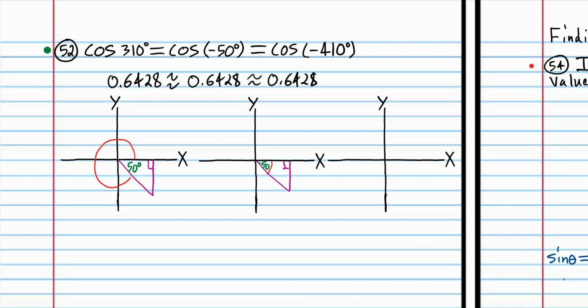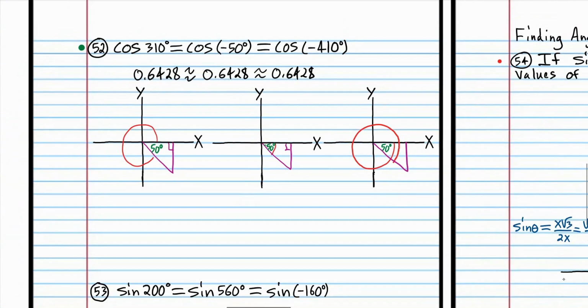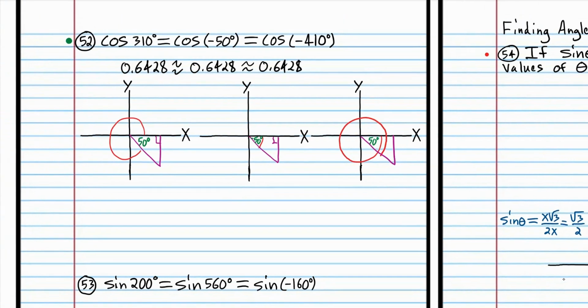And let's rotate negative 410, so we're going to go clockwise because it's a negative angle. We'll go 360 degrees, and then 50 more degrees, and again you see we get the same triangle. That's why coterminal angles are so important. So it's the same 50 degree reference angle, and the triangles are all in the fourth quadrant.